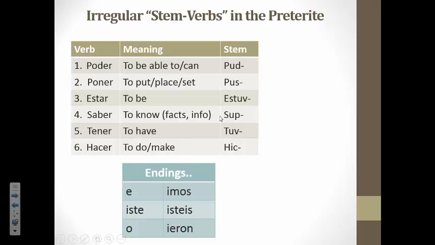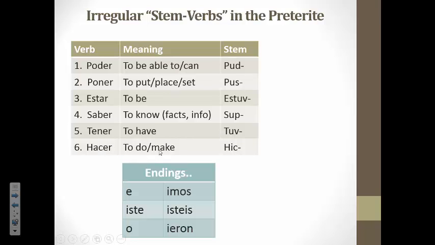Number 1, poder means to be able to or can. Its irregular stem is P-U-D, pud. Poner means to put, place, or set. Its irregular stem is pus, P-U-S. Estar, to be. Its irregular stem is estuv. Saber, to know information or facts. Its irregular stem is S-U-P, sup. Tener, to have. Its irregular stem is tuv, T-U-V.